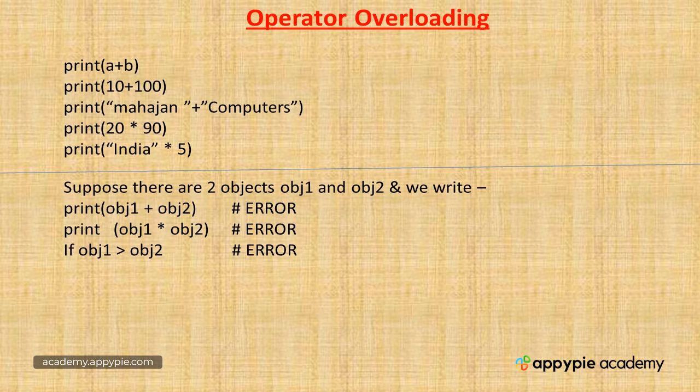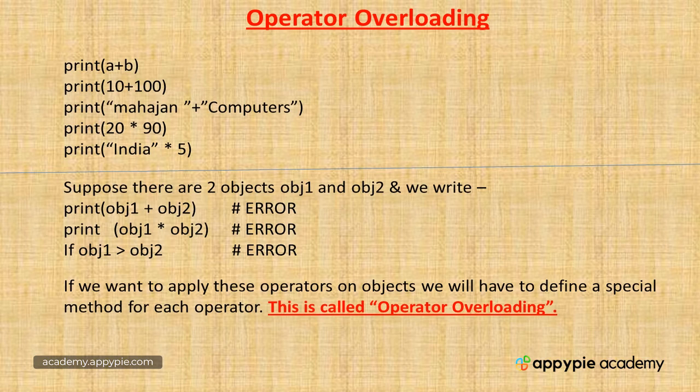If obj1 greater than obj2, how will Python know how to compare these two objects? On what criteria are these objects, created using a user defined class, to be compared? So obj1 greater than obj2 will too result in an error message. But suppose I want to apply these operators on the objects somehow. If we want to apply these operators on objects, we will have to define a special method for each operator.